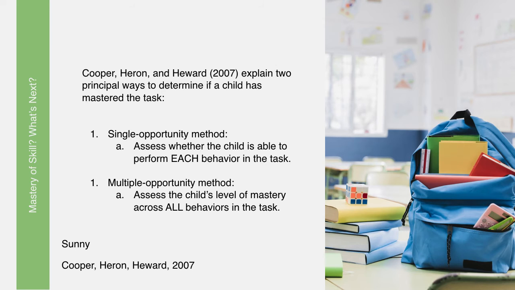So the second method of determining mastery is the multiple opportunity method. And this method allows us to assess the child's level of mastery across all the behaviors. So before we were looking at each behavior, now we're looking at the whole set of behaviors in the task. If a step is performed out of sequence, incorrectly, or out of the time limit, the adult will complete the task for the child. So you full physical prompt them, and then you set them up to perform the next step correctly. And then you would mark the previous step as a positive mark.